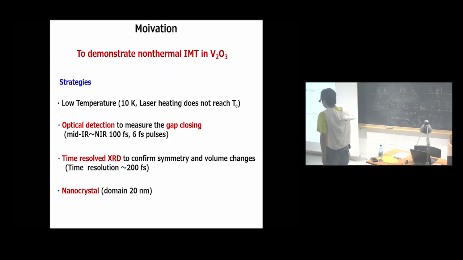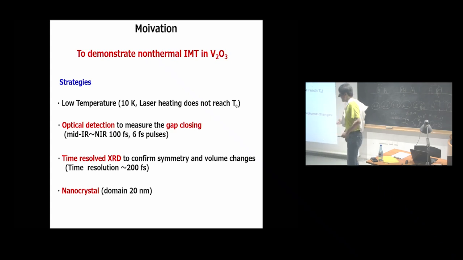First, we suppress the temperature to a very low value, such as 10 K, to avoid laser heating reaching TC. And we have to detect both the electronic state, such as the closing of the gap by reflectivity, and the structural change with enough time resolution.